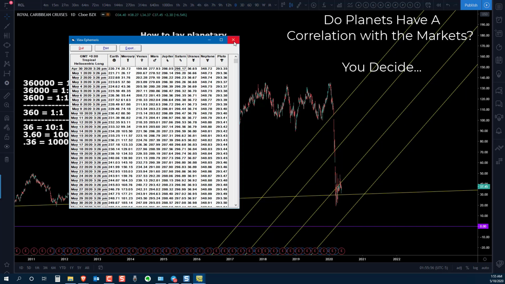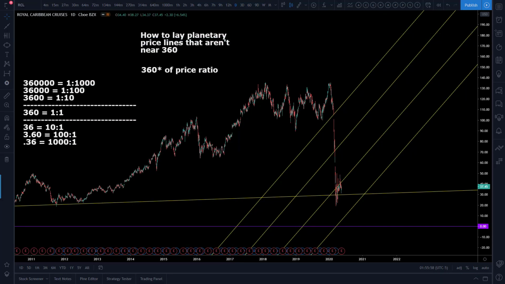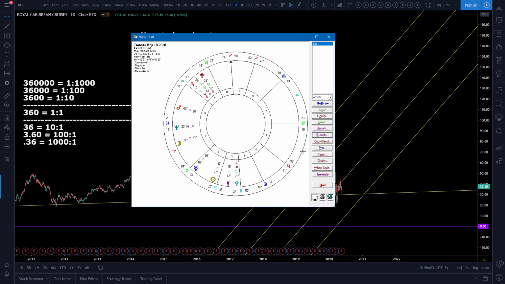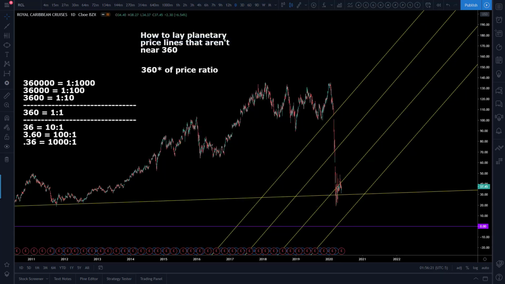Although we have 4 planets in retrograde right now, which is kind of crazy. So this is what that looks like. The little RX right there. So you got Venus, Pluto, Jupiter, and Saturn. All of the little RX are retrograde. This is the geocentric view. So anyways, that's just a little teaser for the future. But that's how you would lay a planetary line.